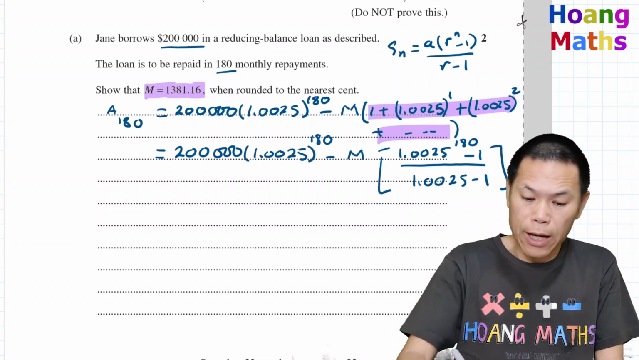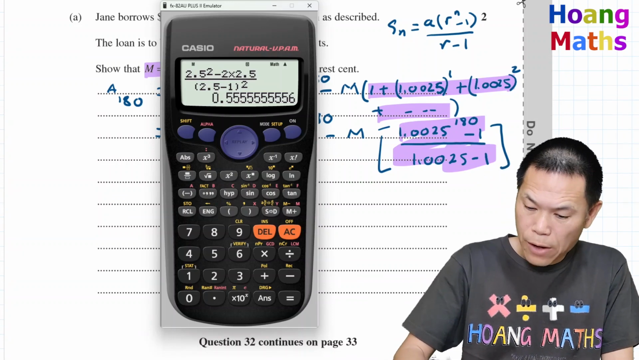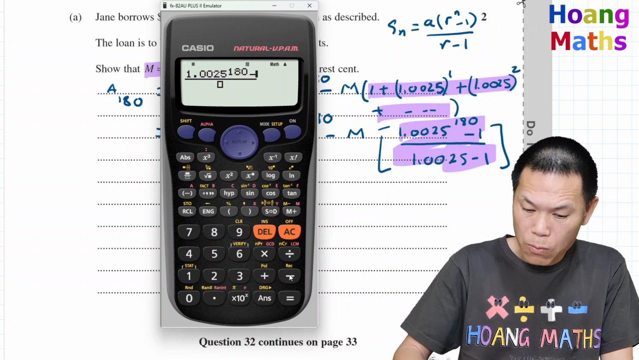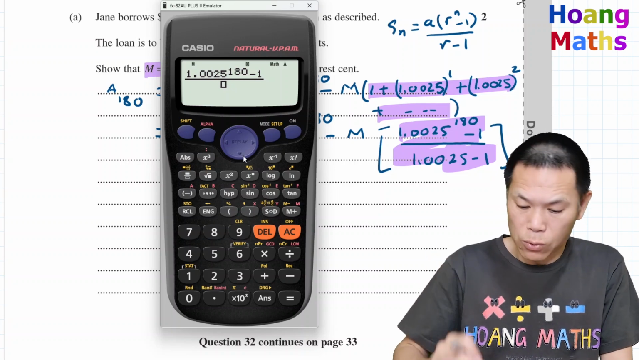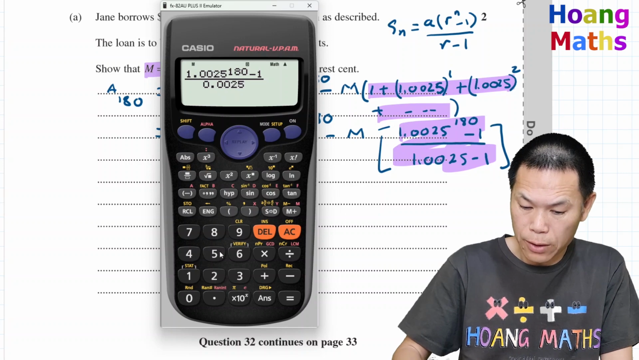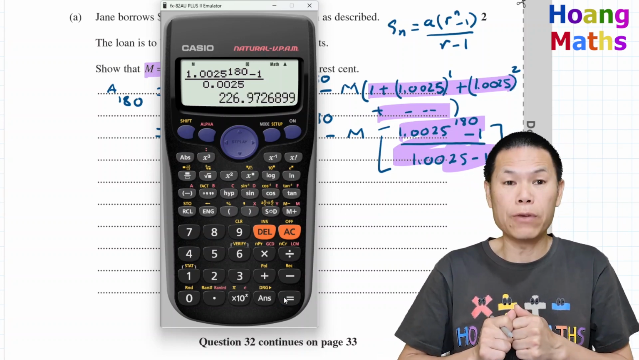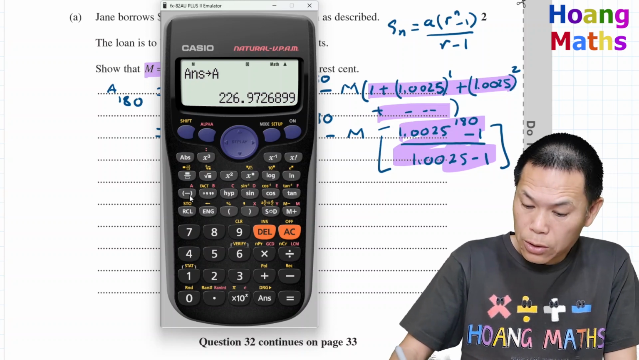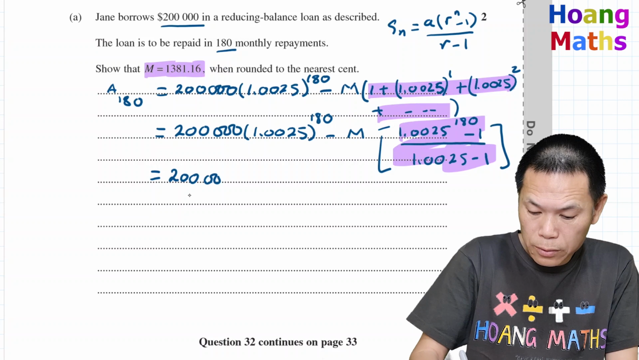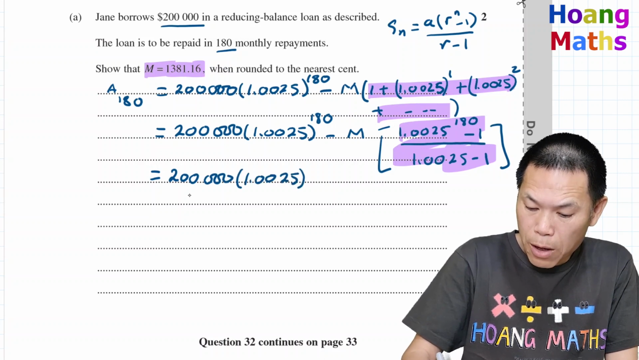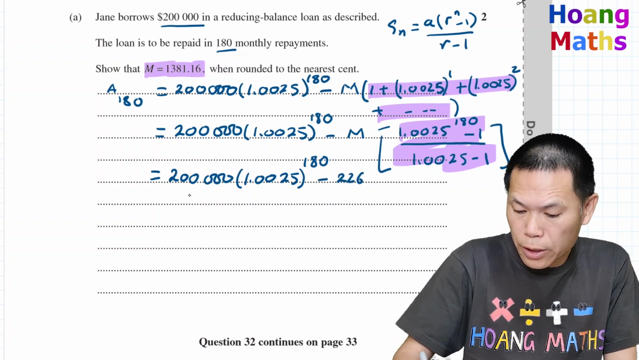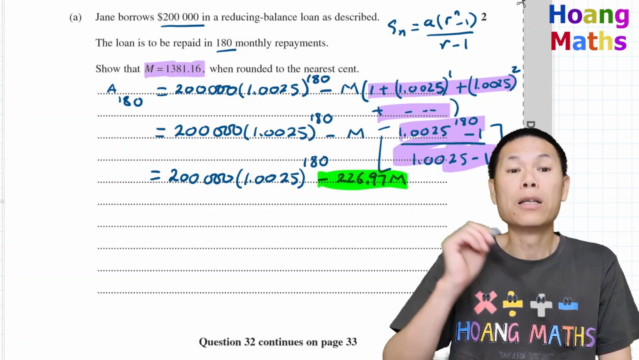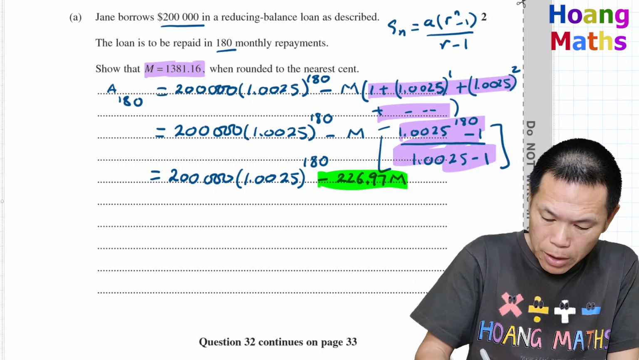So now I just put into the calculator this term here first. So I just go fractions, 1.0025 to the power of 180, and we minus 1, and then 1.0025 minus 1 is 0.0025. So there you go, 226.97 and so on. Let me just store the answer in memory A first. Okay, so let me just write this down. So that becomes 200,000 times 1.0025 to the power of 180 minus 226.97 M. So what I do, I just move this term to the left-hand side so that it becomes positive.